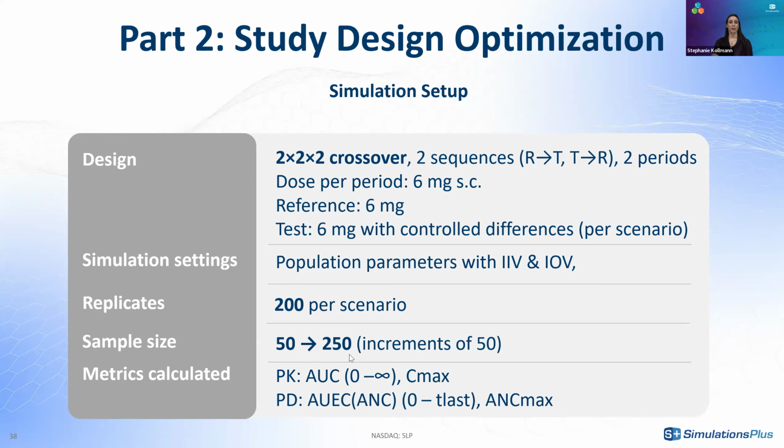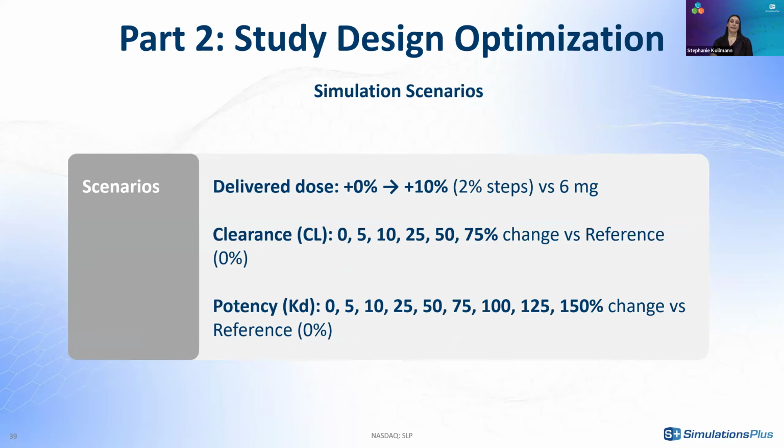So for each run, we analyzed standard PK and PD metrics: AUC from 0 to infinity and Cmax for PK, and AUEC based on ANC from 0 to T last, and ANC max for PD. We then tested the design under different realistic product difference scenarios.